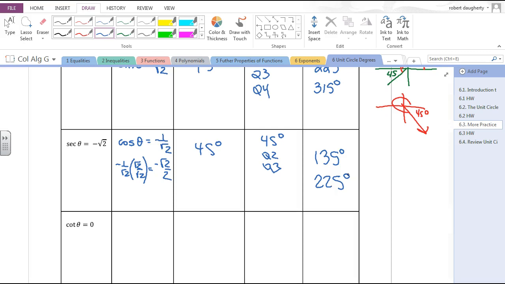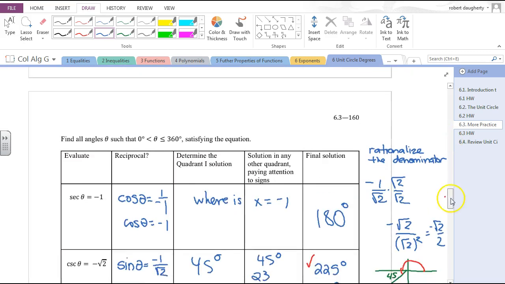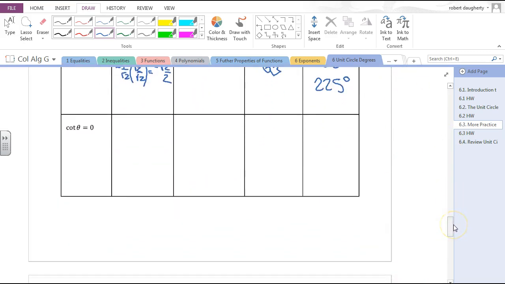Cotangent equals 0. So I'm getting undefined. Do people agree with that or not agree with that? Okay, what's the definition of tangent? Y over x. What's the definition of cotangent? X over y. Okay?